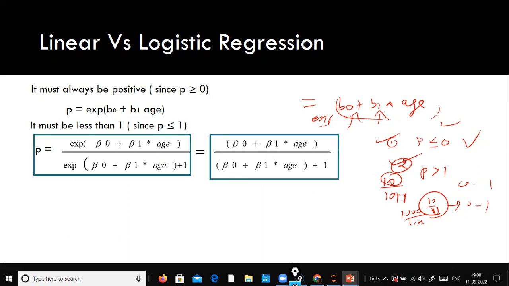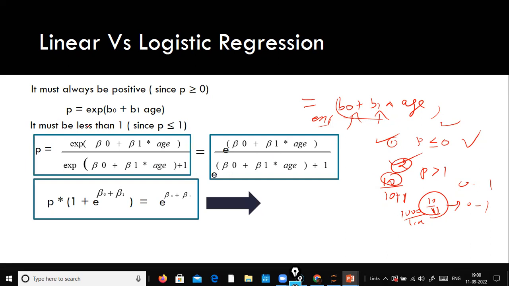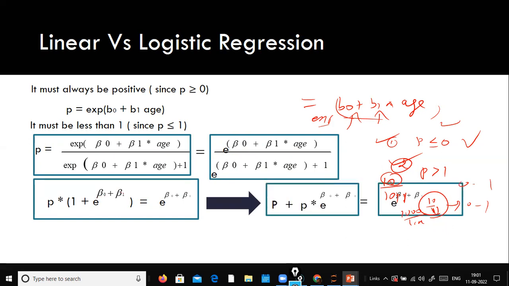What they did is simplify this. Instead of writing e exponential, they use e to the power; this notation does the same thing. Now, how do you solve this equation? If you take this denominator to the other side, what will happen? Probability P into 1 plus e to the power beta naught plus beta 1 into x, right?